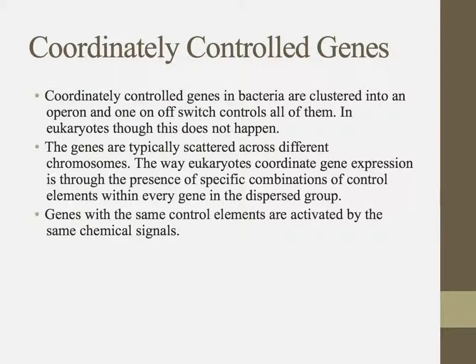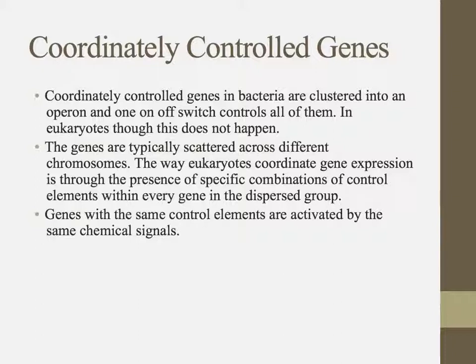So now I'm going to talk about coordinately controlled genes in eukaryotes. If you remember all the way back to the beginning of the lecture, coordinately controlled genes in bacteria are clustered into an operon that has one on-off switch that controls all of them. Well, in eukaryotes, that does not happen. The genes are typically scattered across many chromosomes, so that one on-off switch would not work. So the way that they do it is through the presence of very specific combinations of control elements within each gene in the dispersed group.